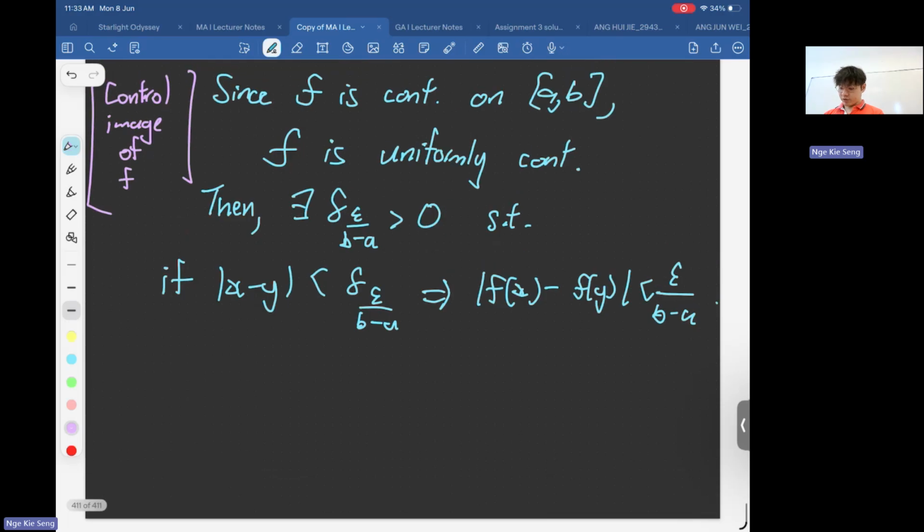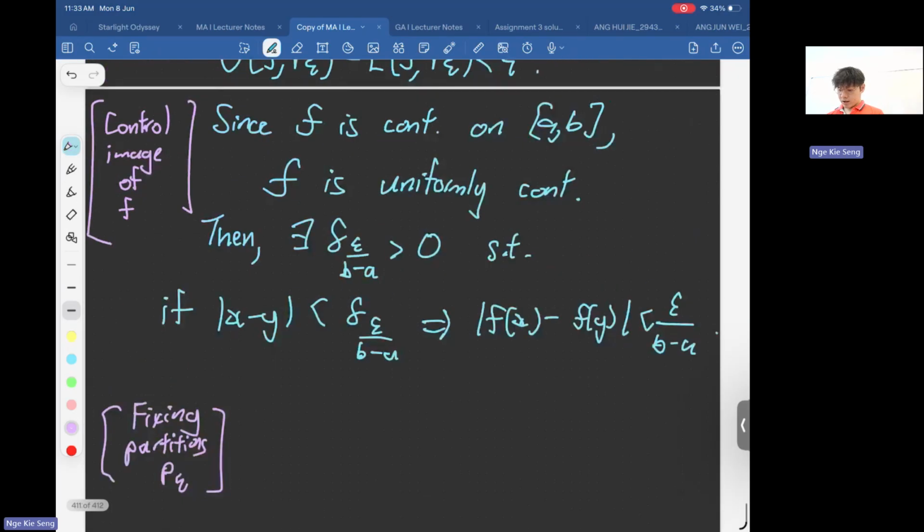So the next part is to fix the partition. Now we are going to fix our partition. I will try to establish a partition that works. What we're going to do is choose the length of your interval based on this n, such that... let me see, what's this delta?